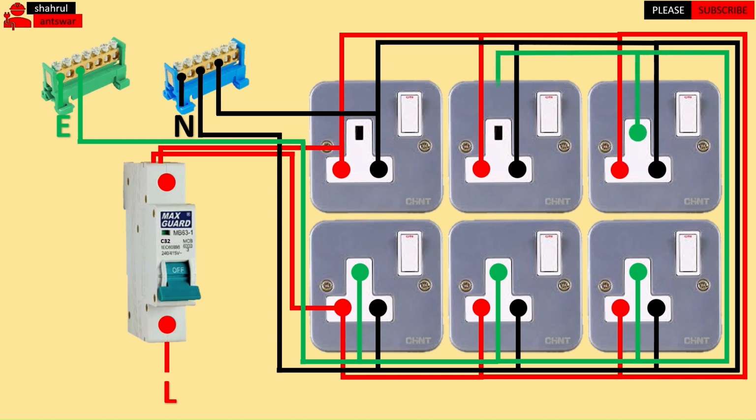However, ring circuit connections are the best choice for wiring that involves the use of many outlet sockets. The number of MCBs can be reduced even though the number of cables used increases.